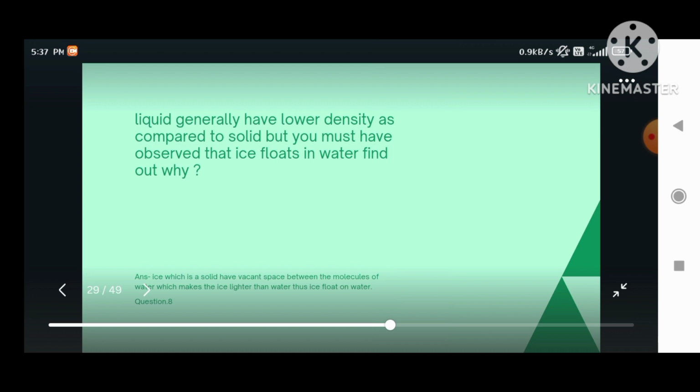Liquids generally have lower density as compared to solids, but you must have observed that ice floats on water. Find out why. Ice, which is a solid, has vacant spaces between the molecules of water, which makes the ice lighter than water. Thus, ice floats on water.